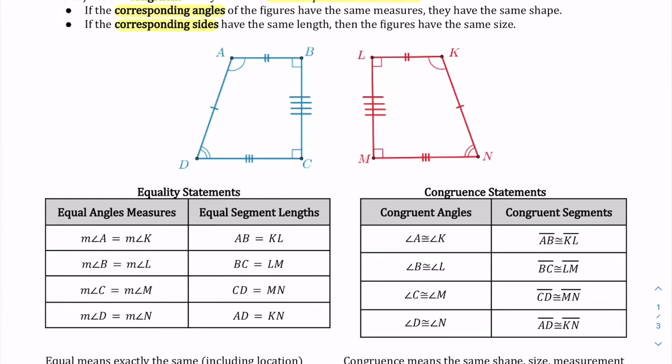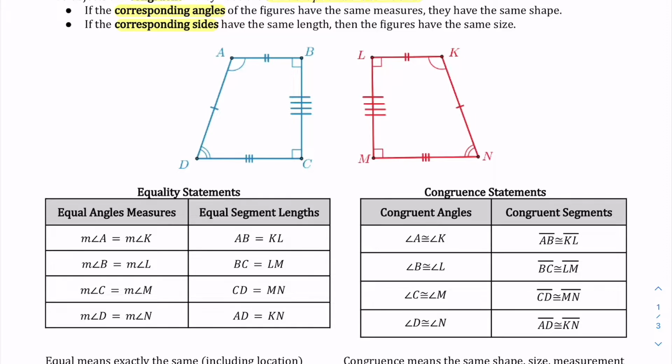Okay, moving down to these two tables below, on the left you can see the equality statements, and on the right the congruent statements, and they look very similar. We can use these to decipher the difference between equal and congruent. I'm not going to go through every single line because they are all copycats of each other, but I'll go through a couple lines of each.